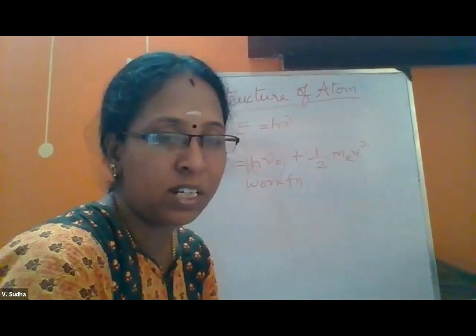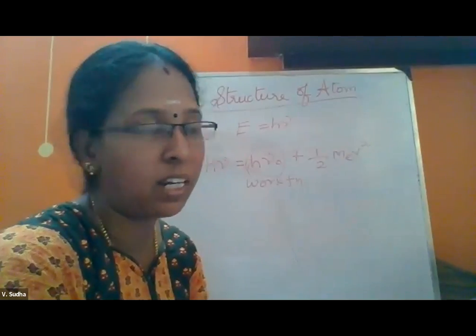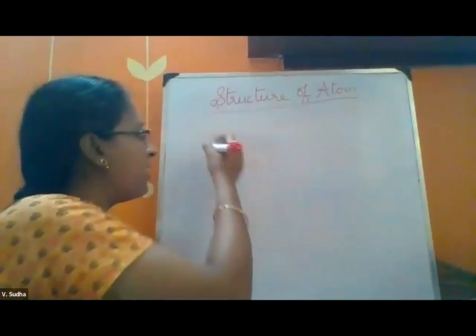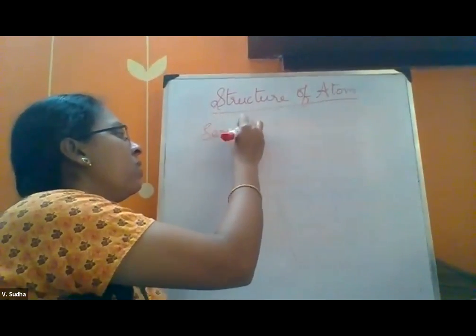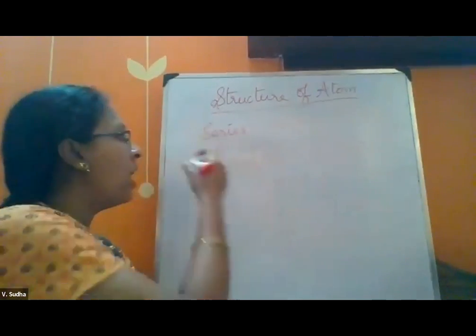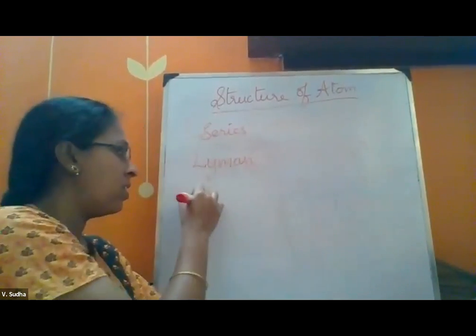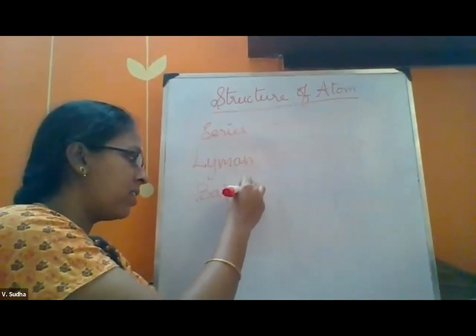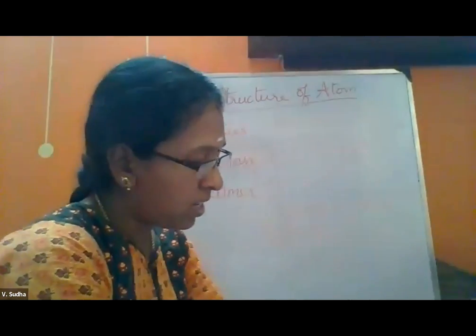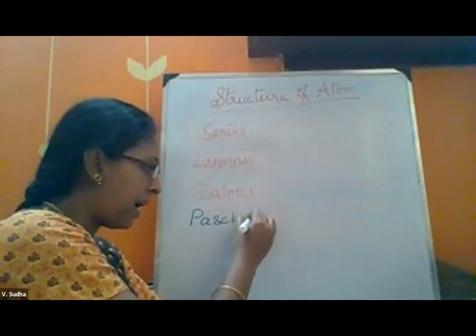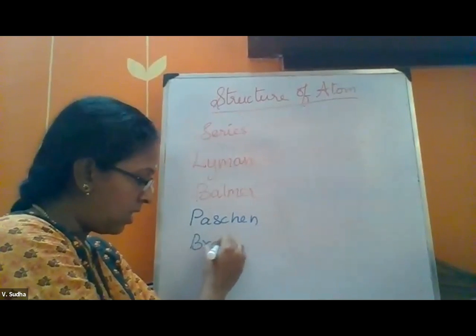It was first observed for hydrogen. They found a series: Lyman series, Balmer series, then Paschen series, then Brackett, then Pfund.